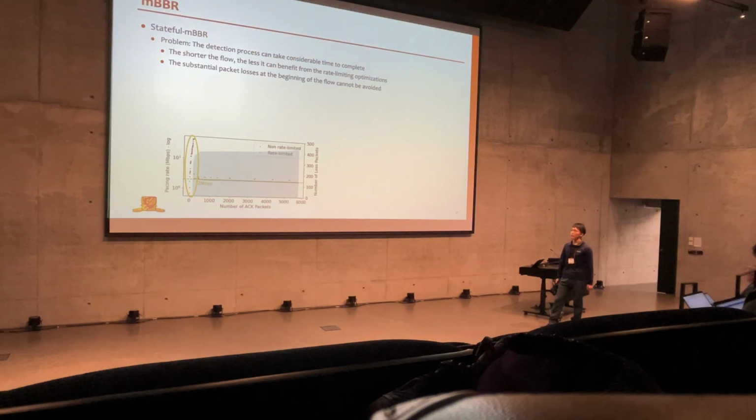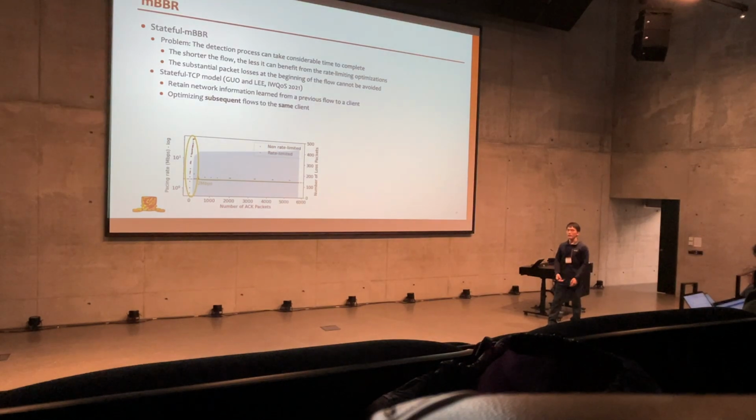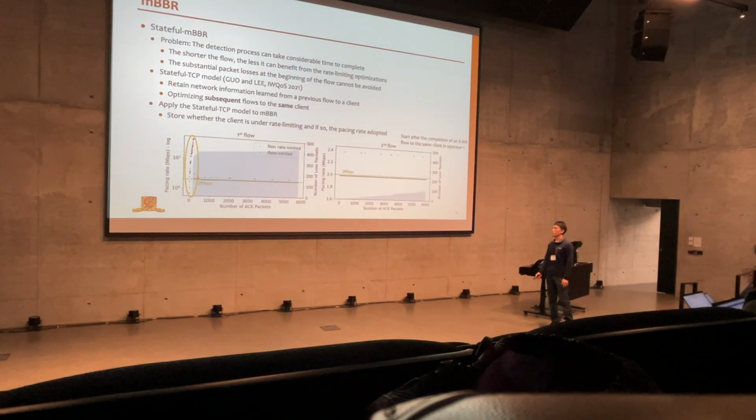So that's why we introduce the stateful mechanism. The stateful mechanism is to retain network information learned from a previous flow, and to optimize the subsequent flow to the same destination. So we apply the stateful TCP model to mBBR. So whether the client is under rate limiting or not is recorded, and if it is under rate limiting, it also stores the pacing rate. So before the start of the second flow, the previous flow's pacing rate will directly be adopted.